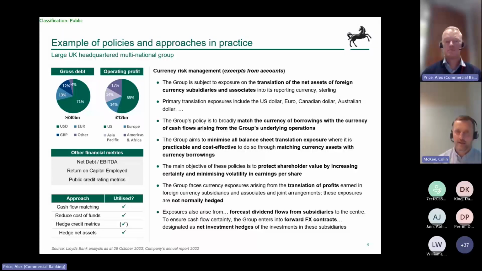I picked this as an example because this company actually states the purpose of doing that. Why are they taking this approach? Well, they've said the main objective, at least, is to protect shareholder value by increasing certainty and minimizing volatility in earnings. So again, they're touching on net assets, as a proxy maybe for shareholder value. So I thought this was quite a good linkage between the theory of the previous page and a direct set of exposures from a large listed corporation.